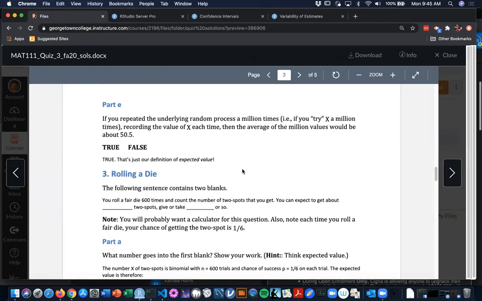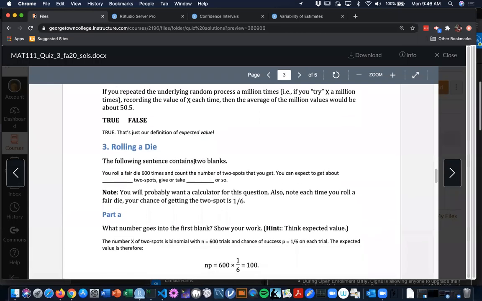Part E: if you repeated the underlying random process 1,000,000 times, like if you tried the random variable X 1,000,000 times and recorded the value of X each time, would the average of the million values be about 50.5? Yeah, because that's actually how we define expected value in this class. It's our informal definition: what you get on average when you try the random variable a lot. And we've seen in simulations how when you try a random variable a lot, you get real close to the expected value. So I would say true.